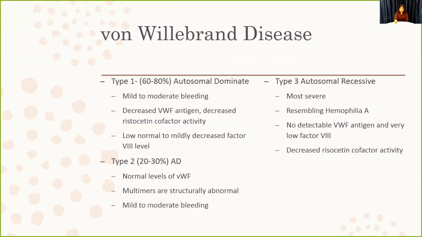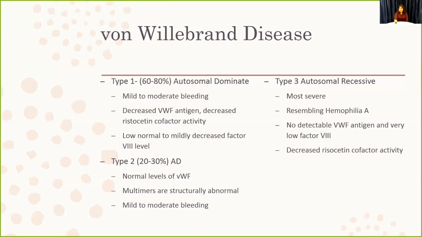So for our von Willebrand's disease, we have type 1. That's 60 to 80% of all von Willebrand's cases. It's autosomal dominant compared to our hemophilia A and B. You have mild to moderate bleeding, and when we're looking at the testing, we have decreased von Willebrand's factor antigen and decreased ristocetin cofactor activity. They usually have low normal to mildly decreased factor 8 levels.